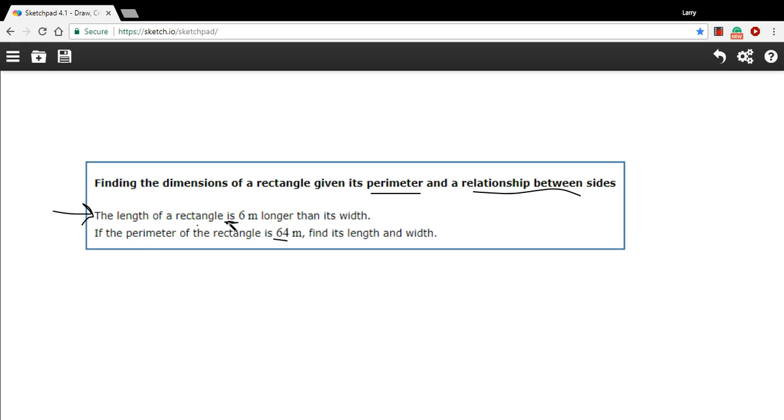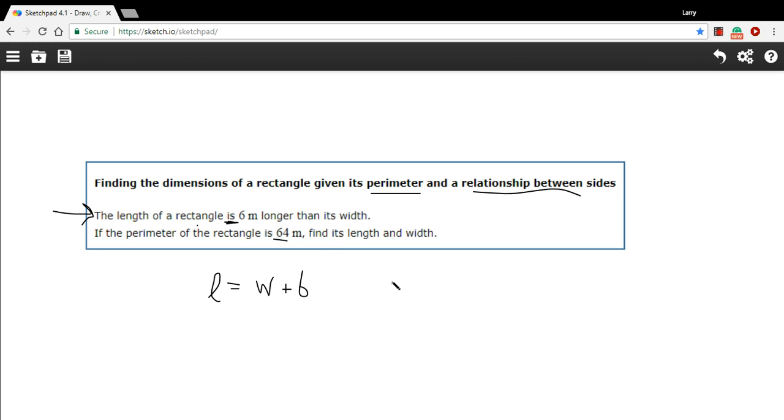And on the left of this equal sign, it just says the length of a rectangle. So the length of a rectangle, we're just going to call L, and then we have our equal sign. And then this part we need to translate: 6 meters longer than its width. Well, the width of a rectangle is W. To be 6 meters longer than W, you would just add 6 meters to W. So this is the equation from this sentence. And this is important because we're going to use this equation when we write out the equation for a perimeter.